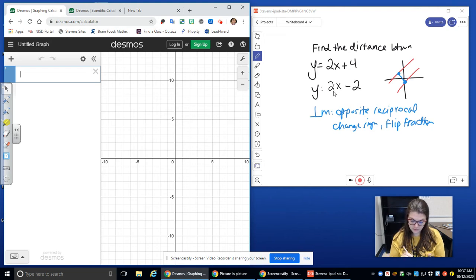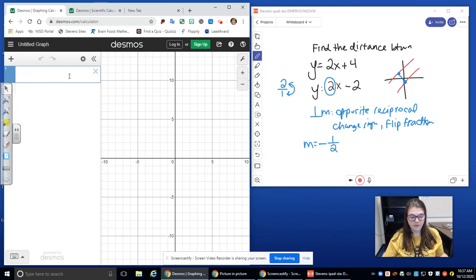So in this case, we have 2 as our slope, positive 2, but in order to make it perpendicular, we need to make it the opposite, which is negative, and then the reciprocal. Remember, 2 is just 2 over 1 as a fraction. So the reciprocal of that, we flip it and it becomes 1 over 2. So now we know that our slope has to be m equals negative 1 over 2.